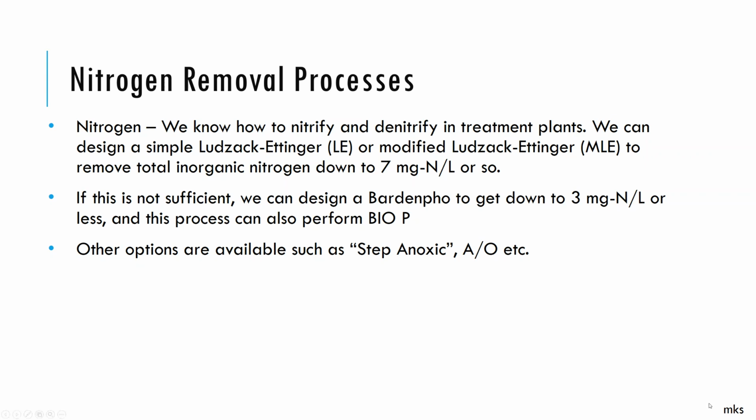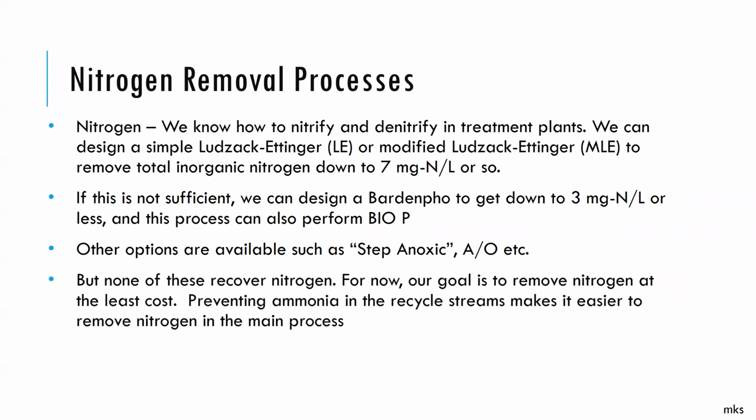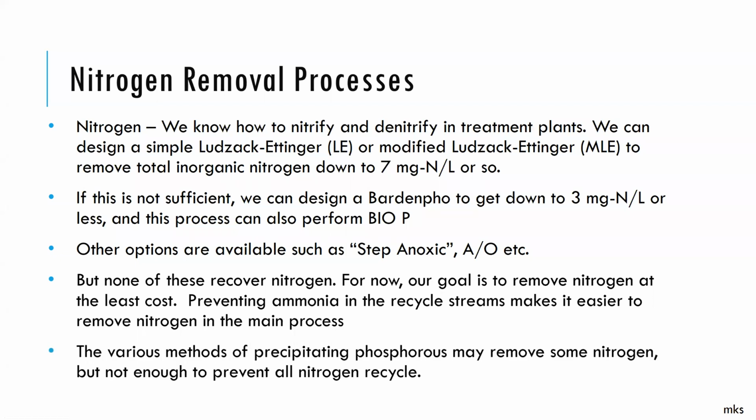And I cover some of this in my class, but step anoxic is easy because you don't need a recycle pump. But none of these recover the nitrogen. They're going to convert it to nitrogen gas, which accomplishes at least half of our mission. We're going to try to do this at least cost. Preventing ammonia recycle streams makes it easier to remove nitrogen in the main process. And the various methods of precipitating phosphorus may remove some nitrogen, but it's not enough to prevent all nitrogen recycle.